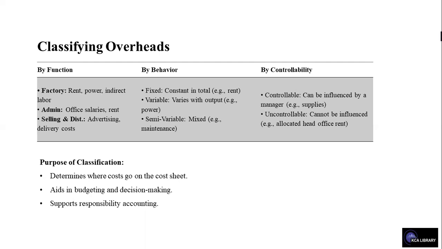And when we talk about controllability as a classification of overhead, it is divided into two: controllable and uncontrollable. The controllable can be influenced by a manager, in terms of supplies, and the uncontrollable cannot be influenced. An example of this is the allocated head office rents.